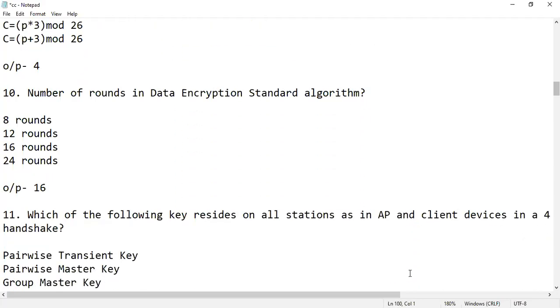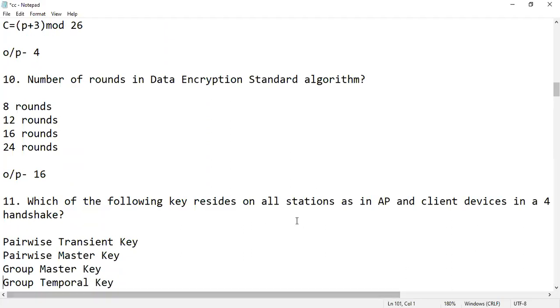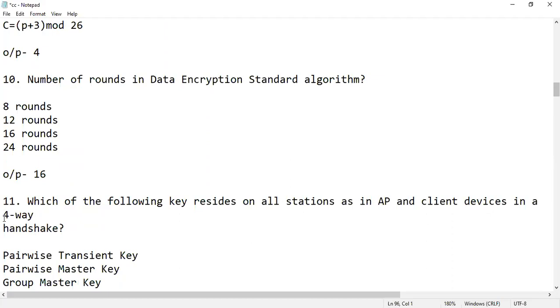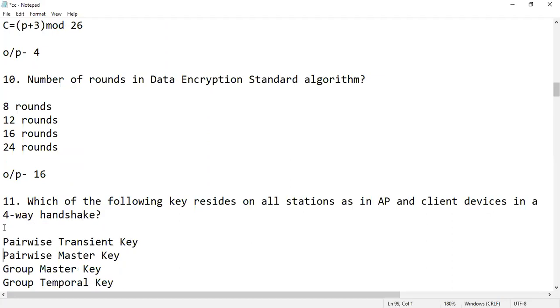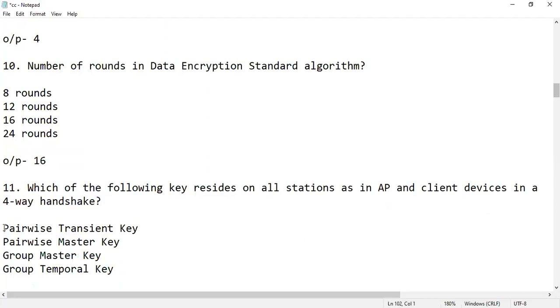The next question, which you can see: which of the following keys resides on all stations, as in the AP and client devices, in a four-way handshake? What will be the answer? The question is which of the following keys resides on all stations, as in the AP and client devices, in a four-way handshake?